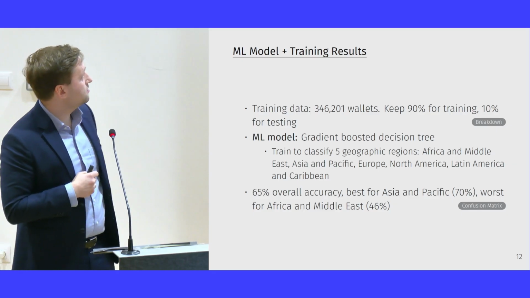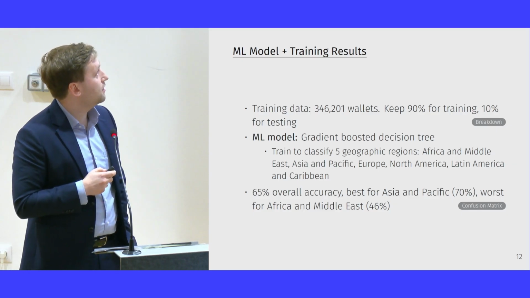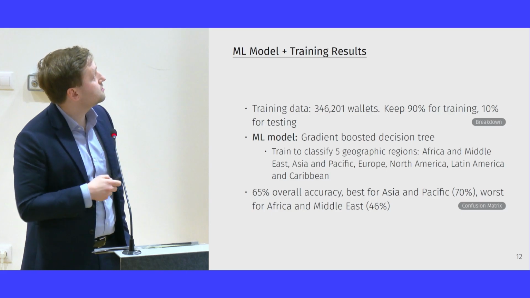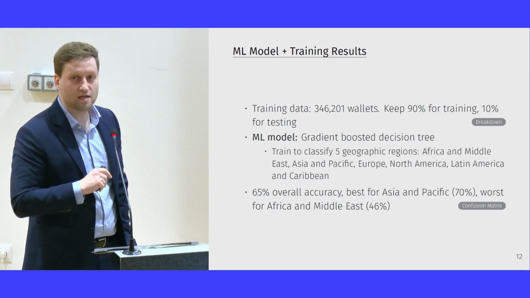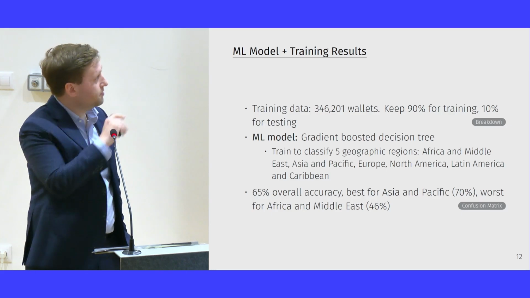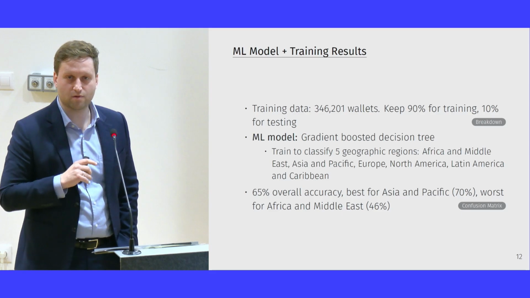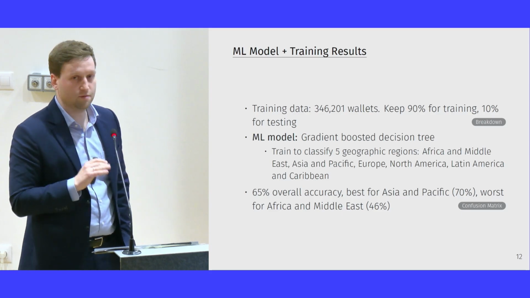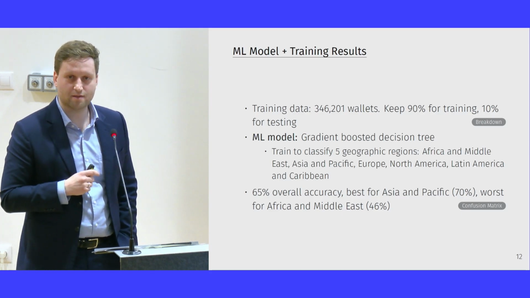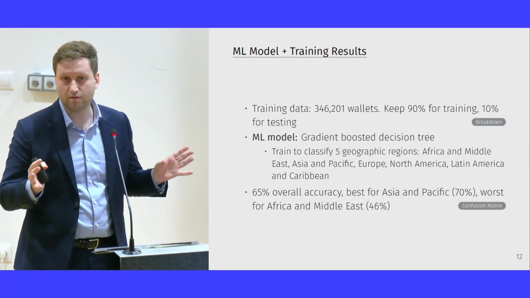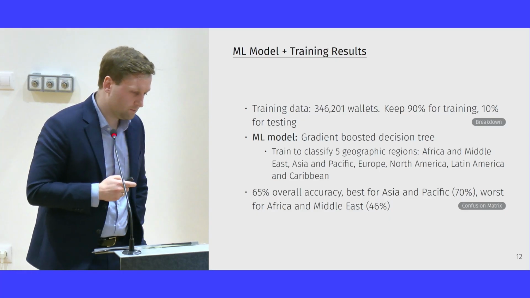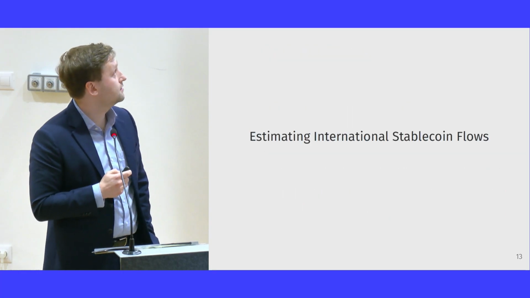When you do this, you get evaluation on the training data and testing data. You're around 65% accurate, and there's a bit of heterogeneity. This works best for Asia, and for Africa and the Middle East, you're a bit less accurate. But on average, you're picking up something meaningful. So this is kind of why I like it.